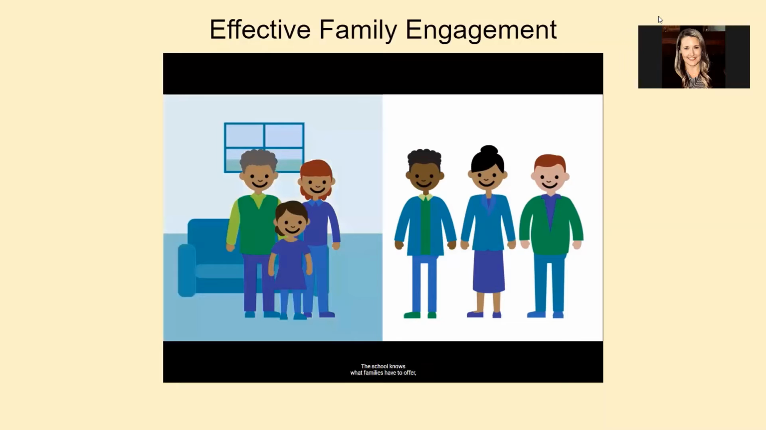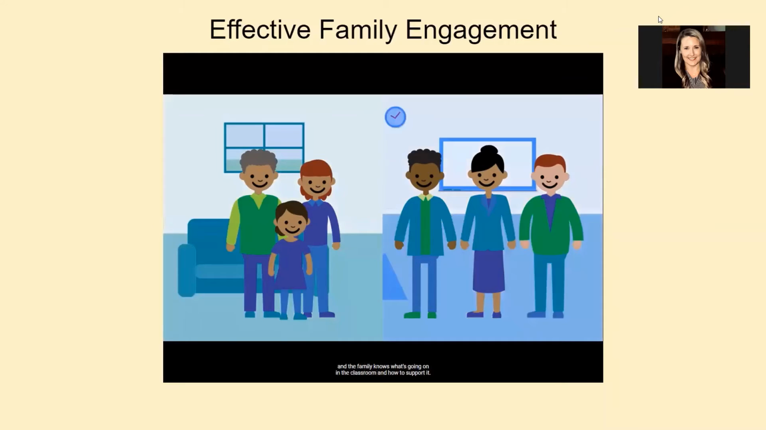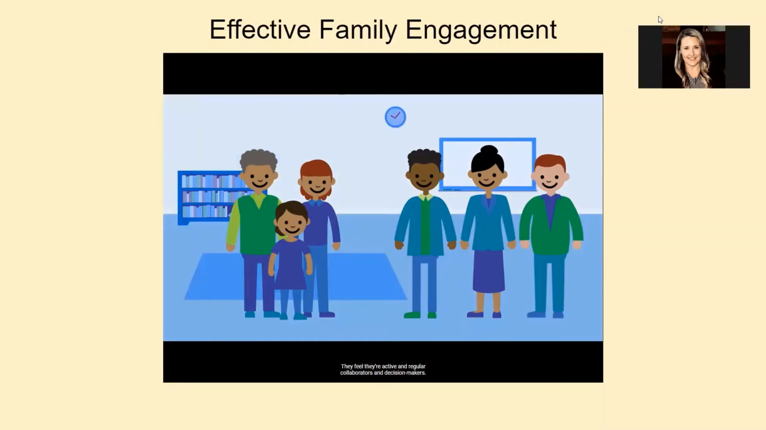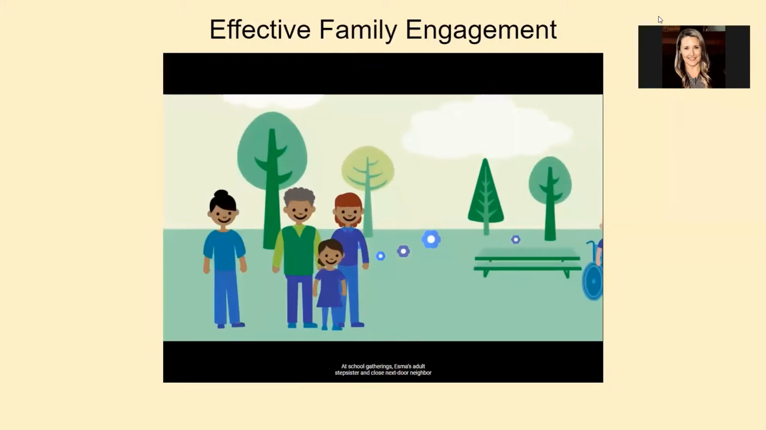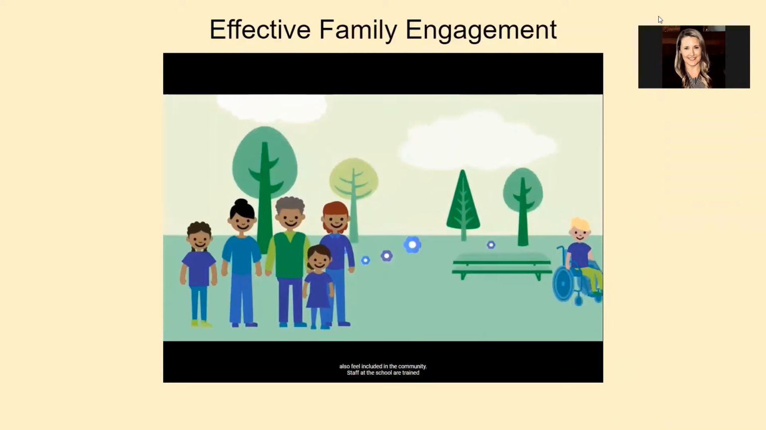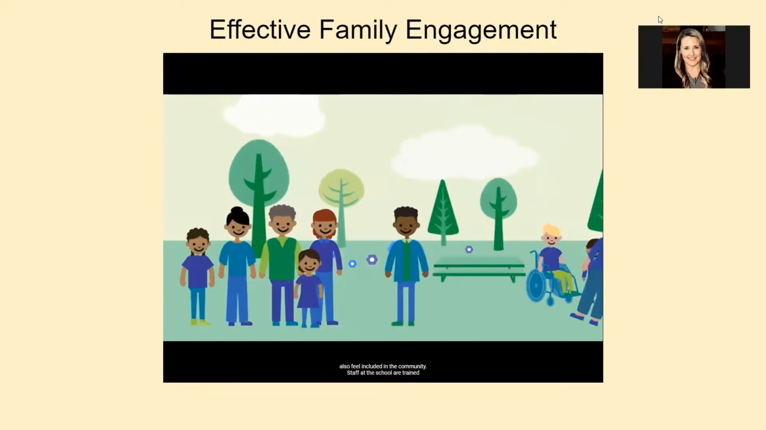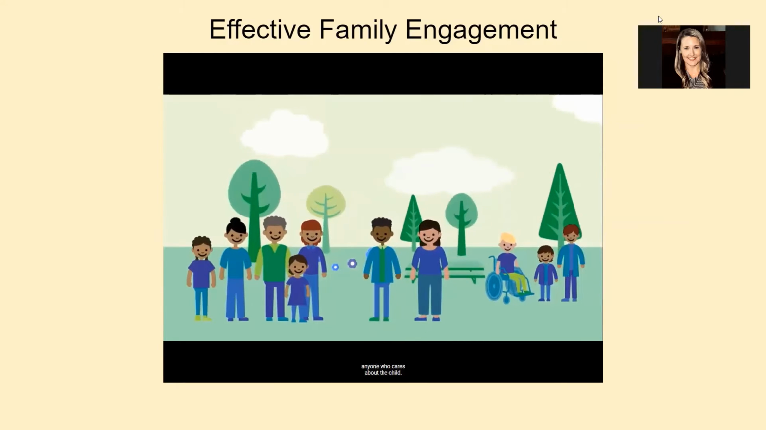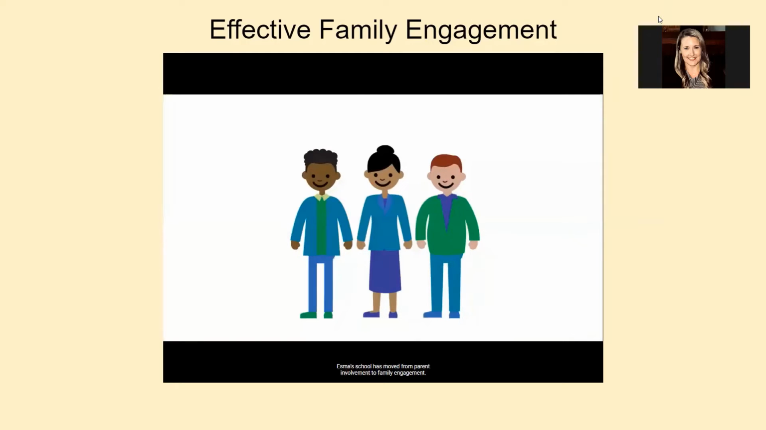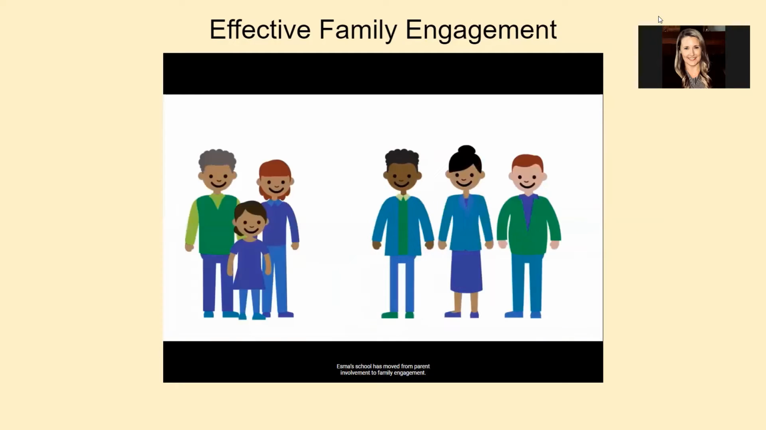The school knows what families have to offer, and the family knows what's going on in the classroom and how to support it. They feel they're active and regular collaborators and decision makers. The district gives families opportunities to learn how to help children succeed at each level of the school system and to serve on school groups. At school gatherings, Esma's adult stepsister and close next-door neighbor also feel included in the community. Staff at the school are trained to be as inclusive as possible, welcoming as learning partners anyone who cares about the child. Esma's school has moved from parent involvement to family engagement.